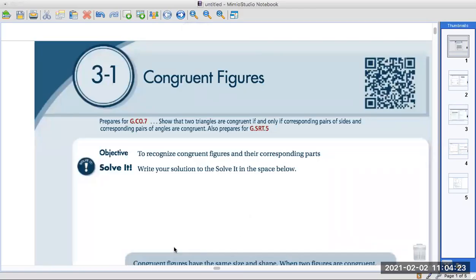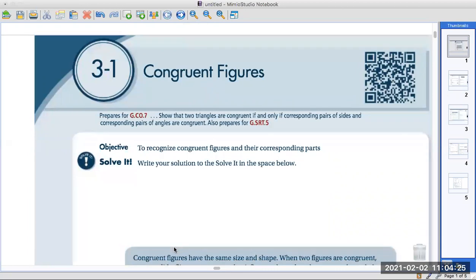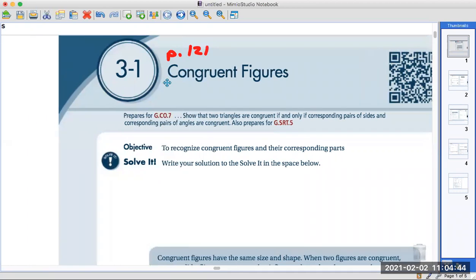Hello, everybody, and welcome to lesson 3.1, which is in your textbook on page 121. I would like you to underline the title, which is talking about congruent figures. And congruent means they're the same size.